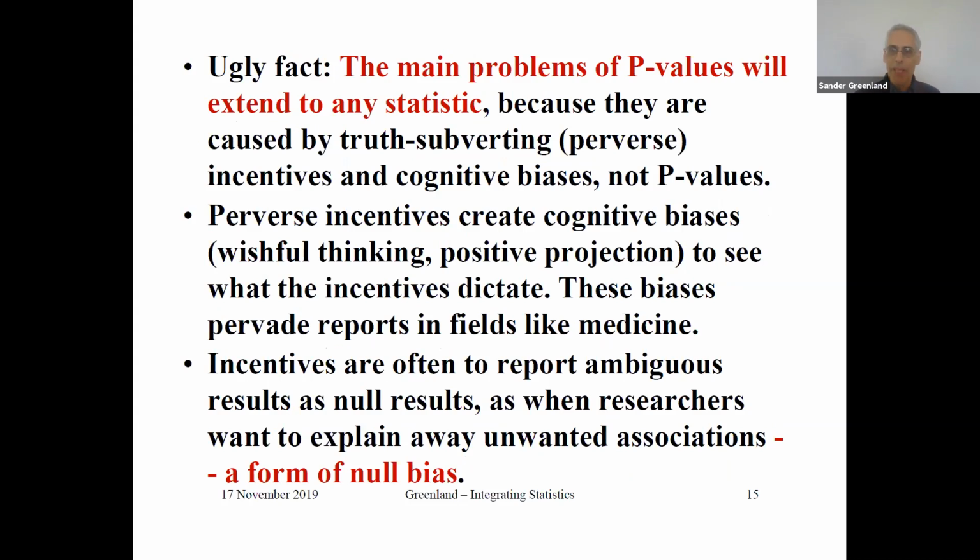But people want to blame p-values for that. They want to blame testing for that. Here's an ugly fact. The main problems of p-values will extend to any statistics because they are caused by truth-subverting, perverse incentives, and cognitive biases, not by p-values. And the perverse incentives are the ones that create cognitive biases, wishful thinking, positive projection, to see what the incentives dictate. These biases pervade reports in fields like medicine. And some of the incentives are often to report ambiguous results as null results, as we just saw, as when the researchers want to explain away unwanted associations. In the last case, several of those researchers, we were pretty sure, had prescribed antidepressants during pregnancy.